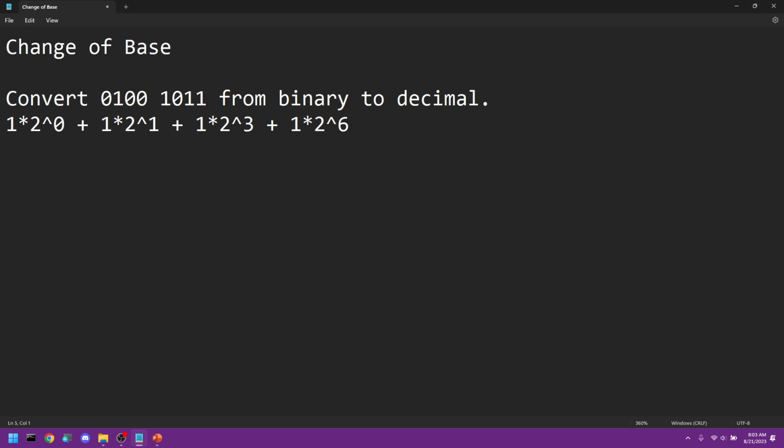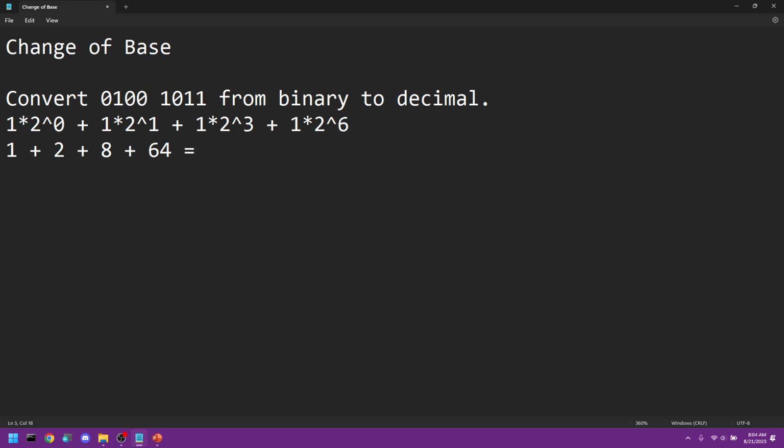So let's simplify this equation. 1 times 2 to the 0 is 1. 1 times 2 to the 1 is 2. 1 times 2 to the third, that's 2 to the third, is 8. And 2 to the sixth, it's best to know your powers of 2 up to at least 16 to make this a little easier. 2 to the sixth is going to be, I believe it's 64. Yes.